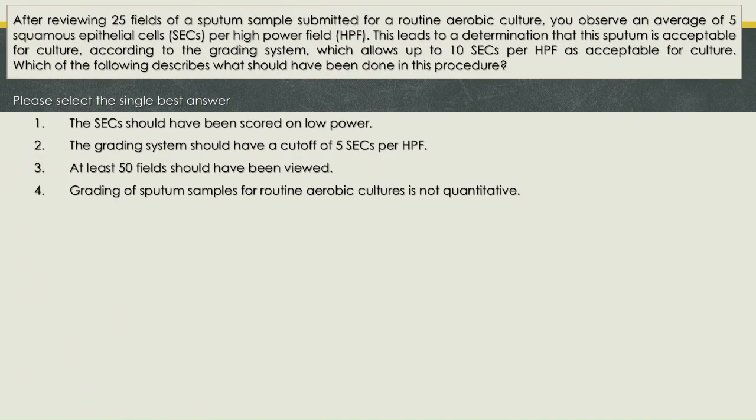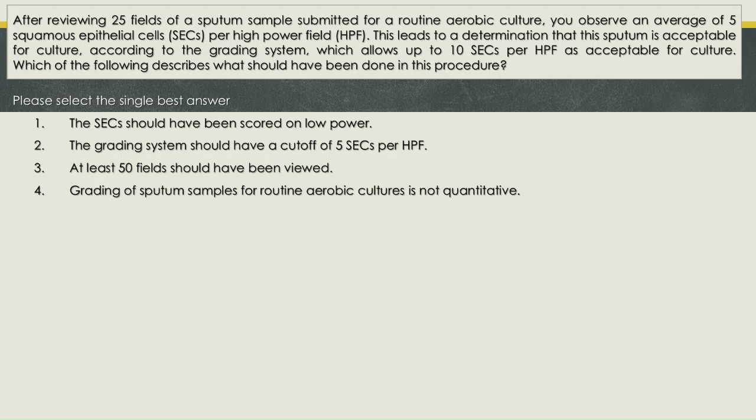After reviewing 25 fields of a sputum sample submitted for a routine aerobic culture, you observe an average of 5 squamous epithelial cells, SECs, per high-power field, HPF. This leads to a determination that this sputum is acceptable for culture, according to the grading system, which allows up to 10 squamous epithelial cells per HPF as acceptable for culture. Which of the following describes what should have been done in this procedure? Please select the single best answer.